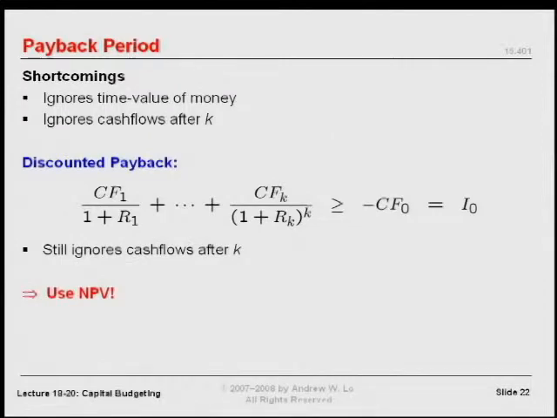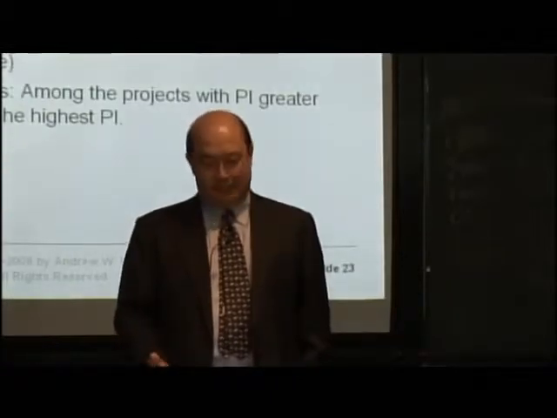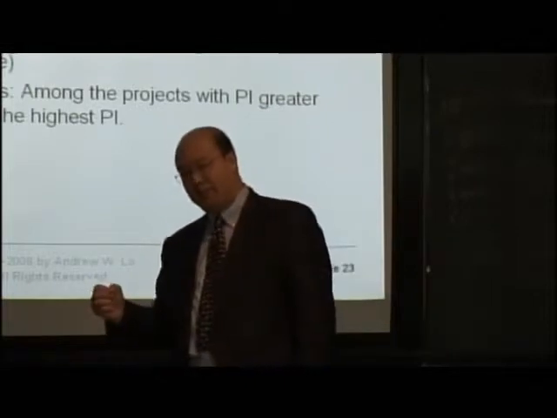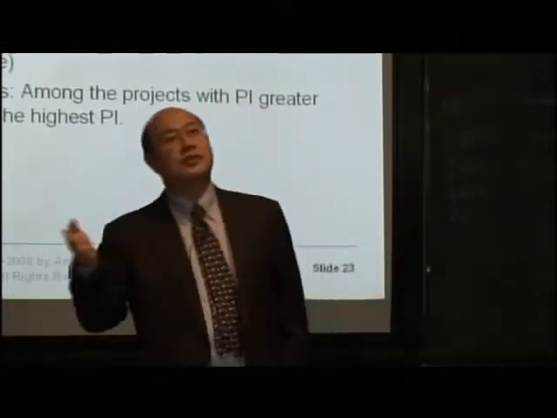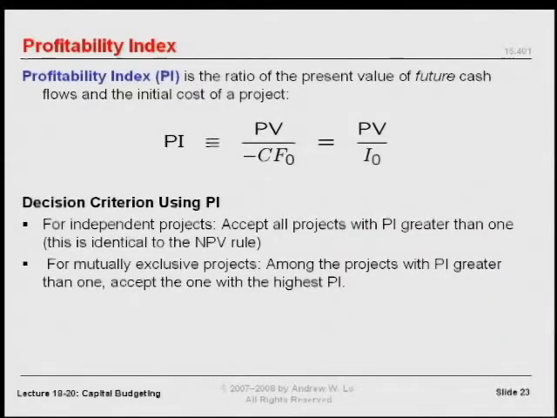Okay. Second method, the profitability index. Now this one is another easy criterion to criticize, but it's so close to NPV that the only thing that really is an issue is the scale factor. So let me explain. Profitability index is simply the gross present value as opposed to net present value. It's the gross present value divided by the initial investment. Okay?